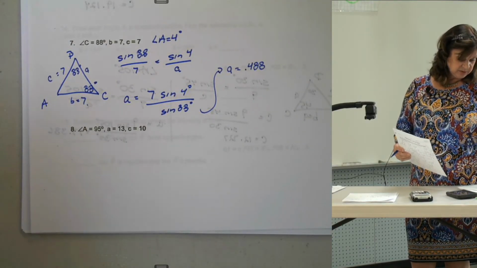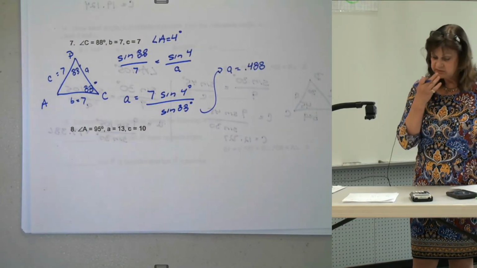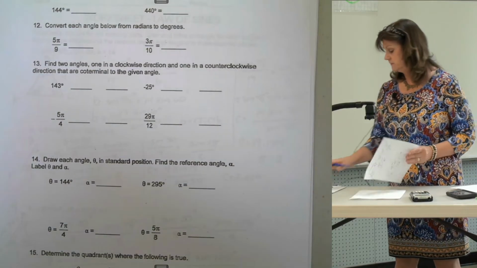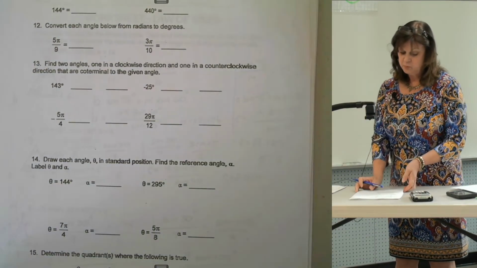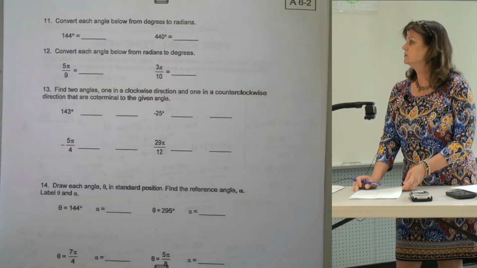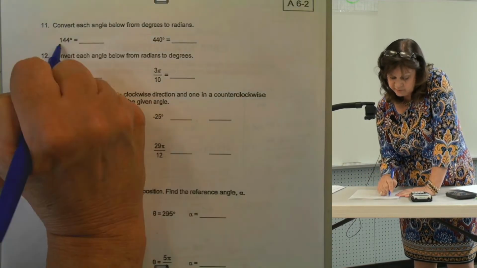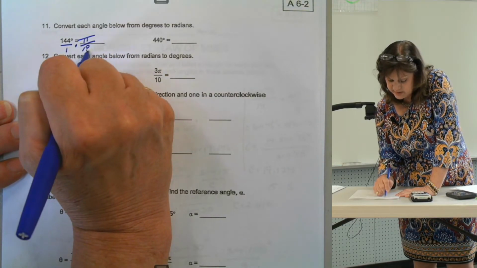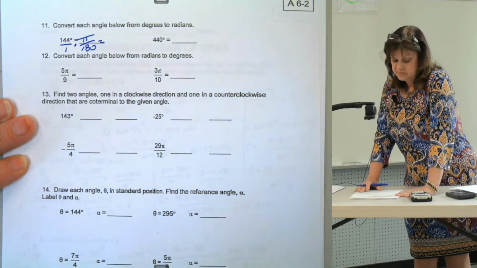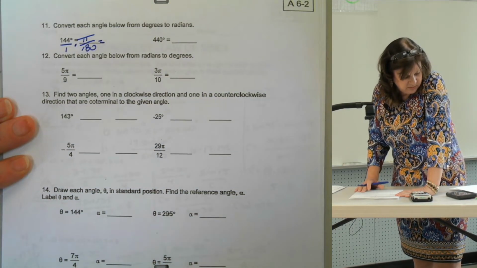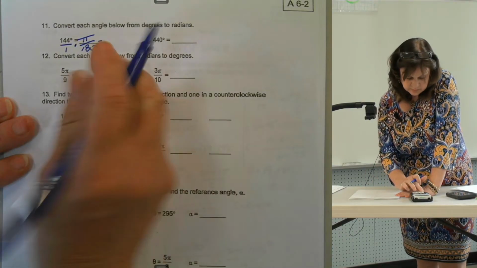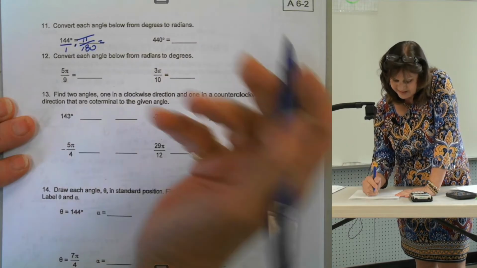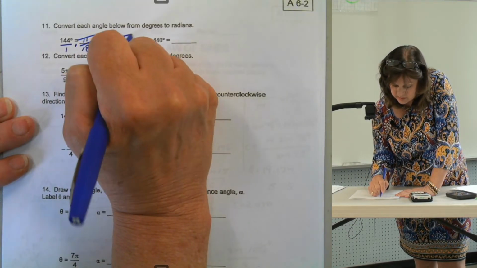All right, let's go back old school a little bit and remind ourselves of some other things. Problem 11. Convert from degrees to radians. These are not major angles. So remember, you put it over 1 times pi over 180. So what, 72 over 90? .8, so I have 4 pi over 5.